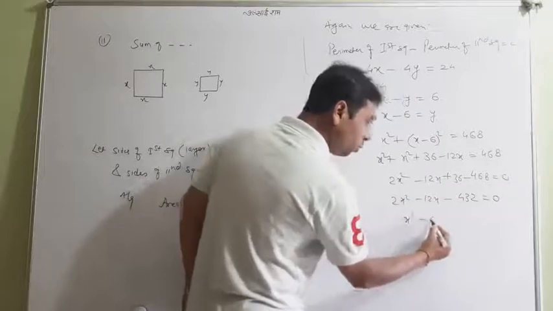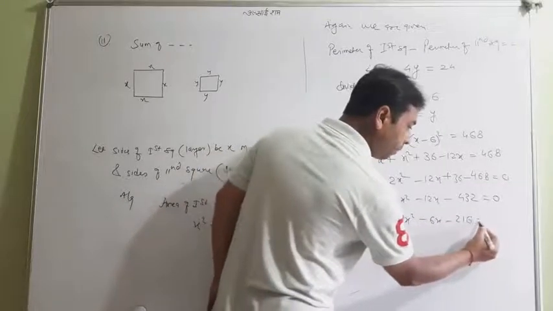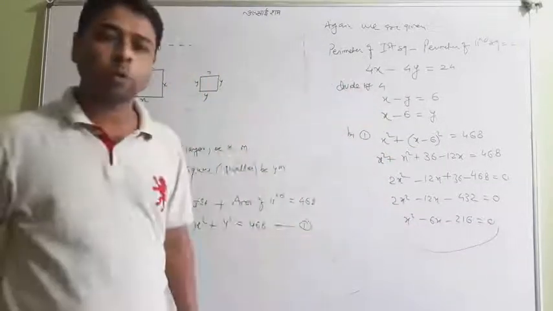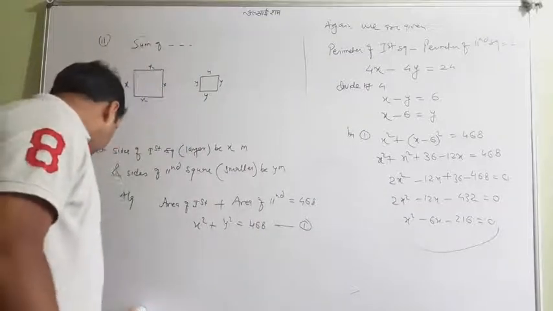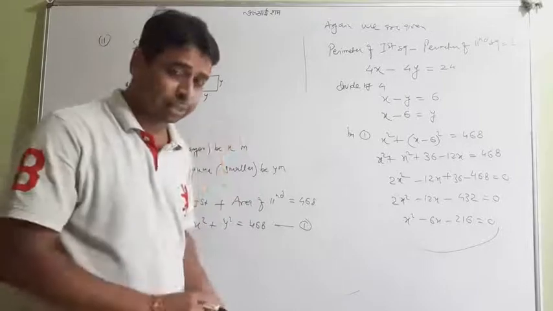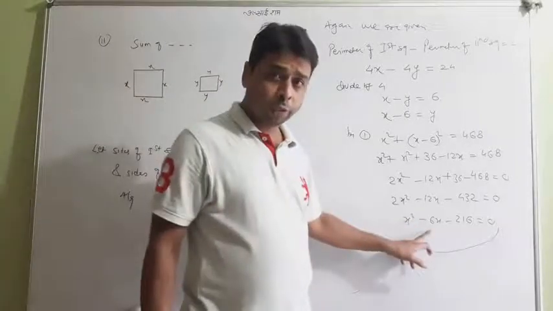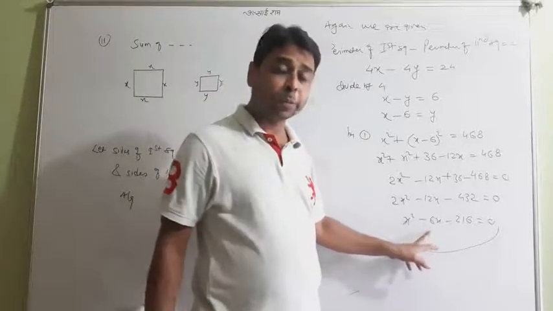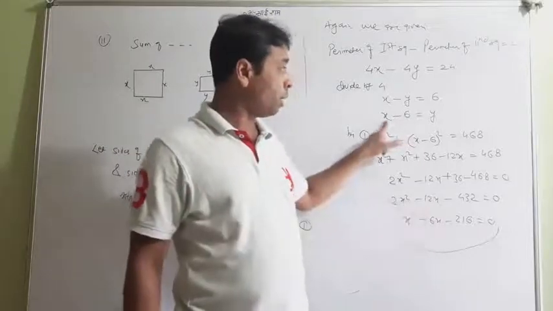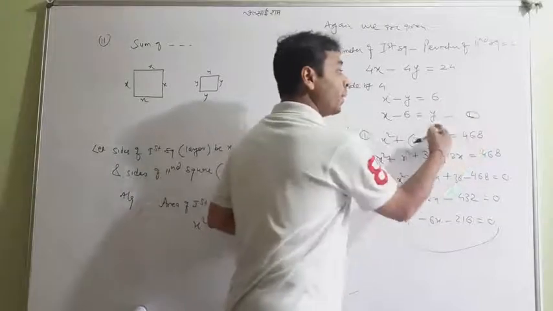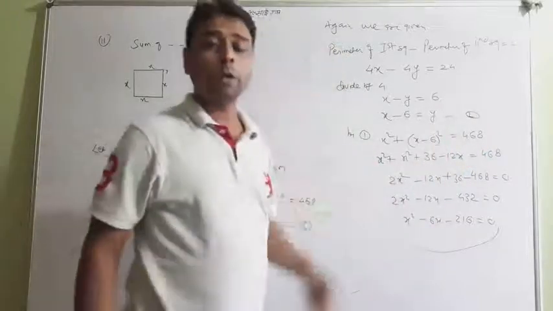Divide by 2, and you will have this kind of condition. And this is the so-called quadratic equation. Find from here the value of x. Question says find the sides of the squares. So you will get the positive value of x, except the negative value. Please ignore it. And whatever the values of x you're getting, put here in equation number 2. You can get the value of y also. And this will be your final answer.